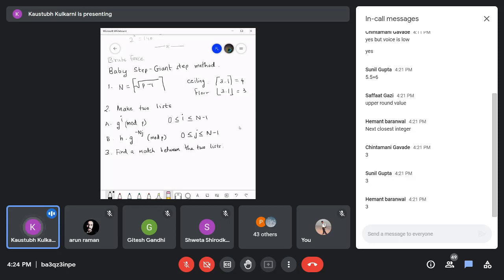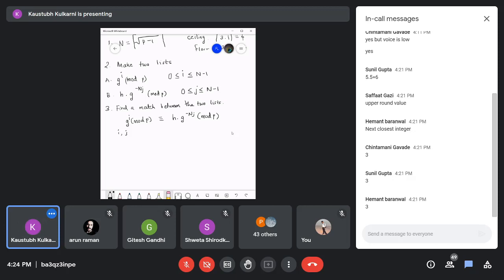So let's say they match at g raised to i mod p in the first list, and h into g raised to minus nj mod p in the second list. So note the i and j for which this happens.